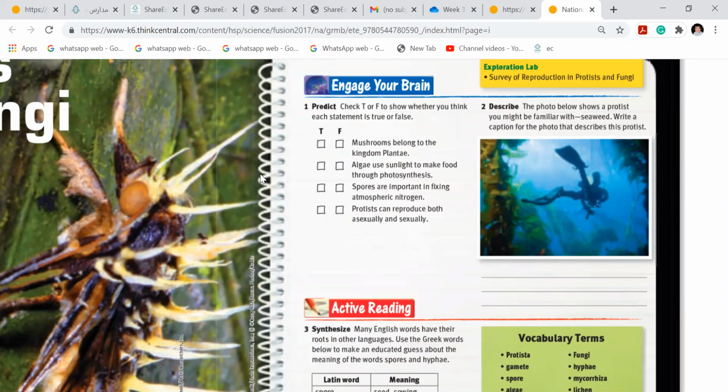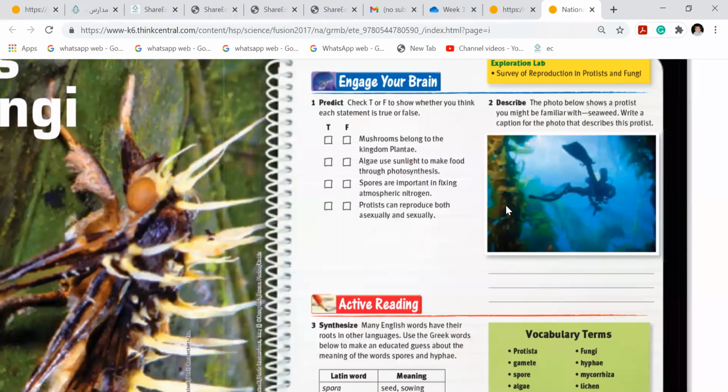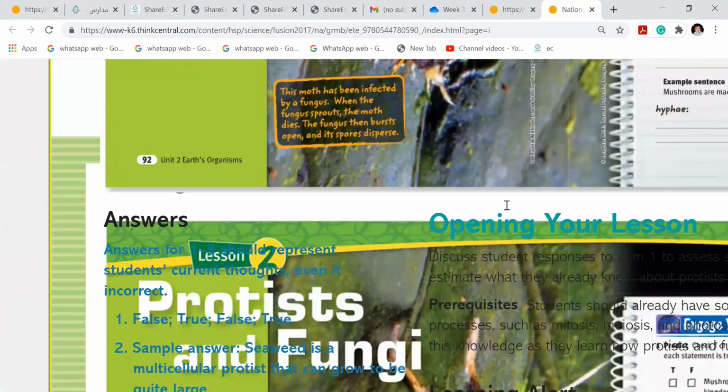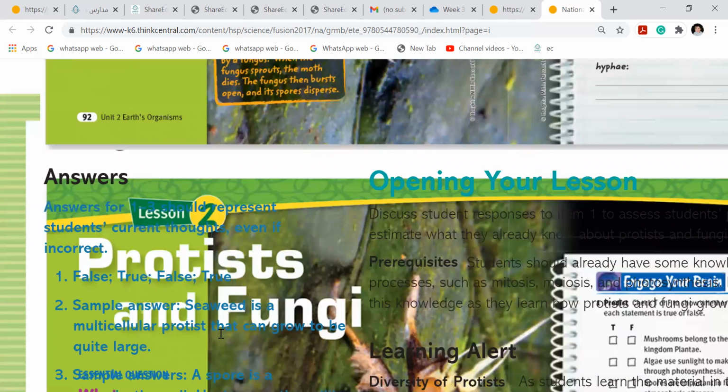The photo below shows a protist you might be familiar with, seaweed. Deep inside the sea, you see the seaweed, and the question says to write a caption for the photo that describes the protist. Seaweed is a multicellular protist that has grown to be quite large.